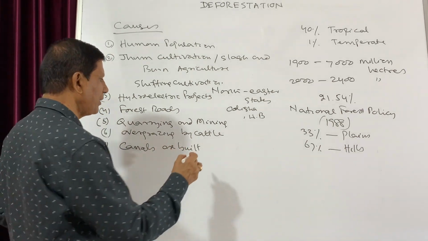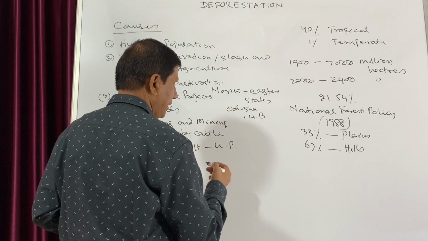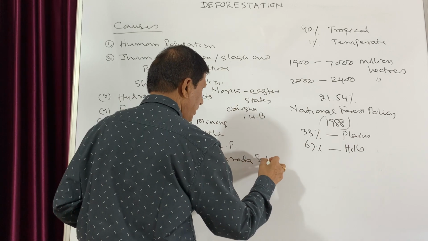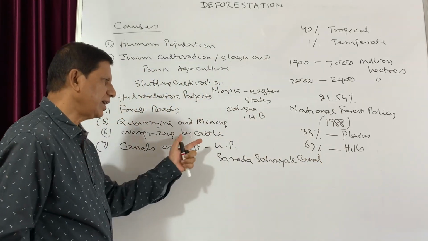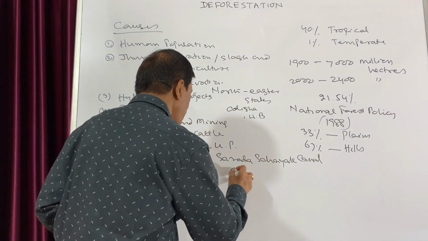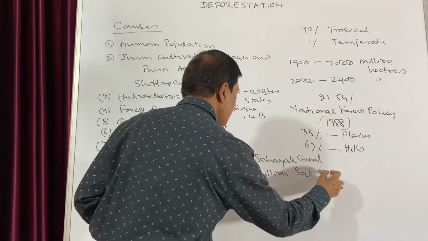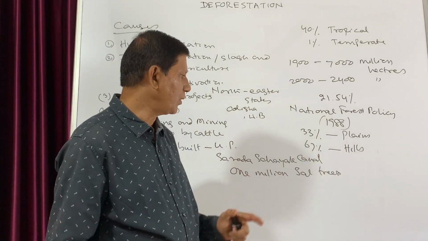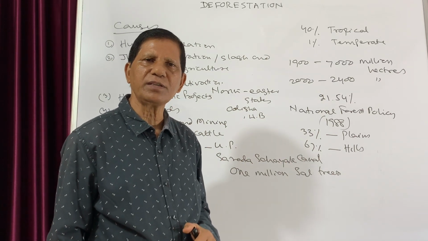And I will give you an example in case of UP. In UP there is one canal, that is the Sarada Sahayak canal in East UP, and when it was constructed, 1 million sal trees were cut. Now think of 1 million sal trees cut only for that canal in eastern UP in the late part of the 20th century.